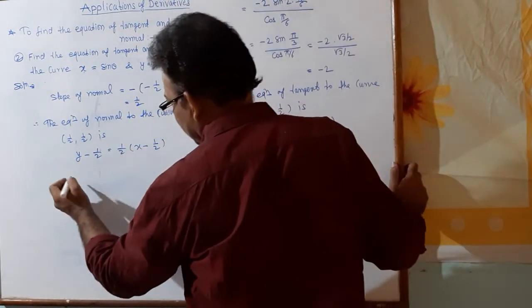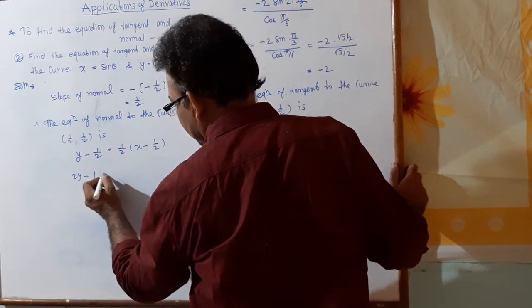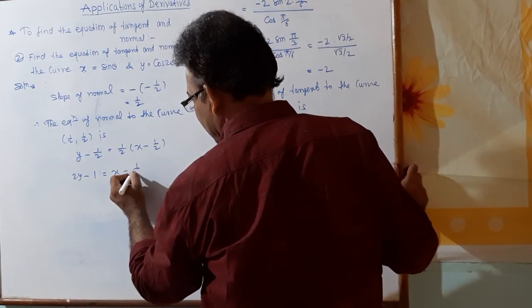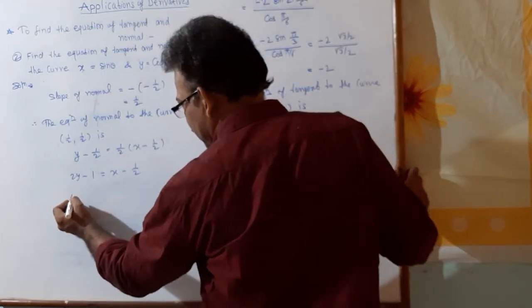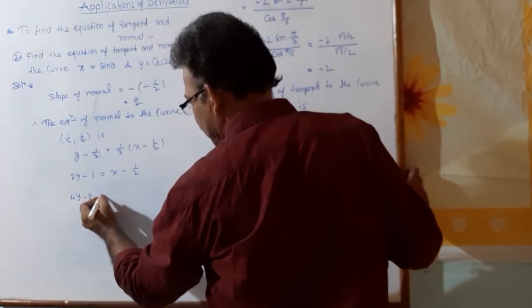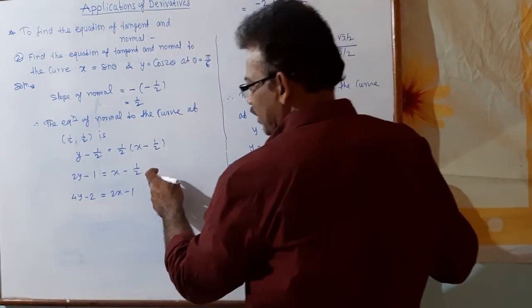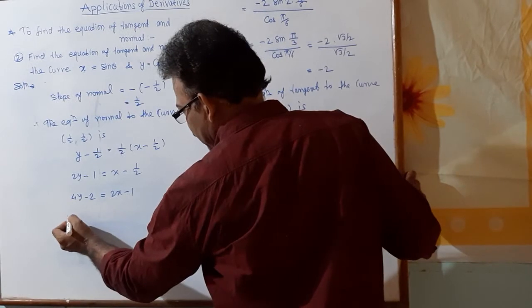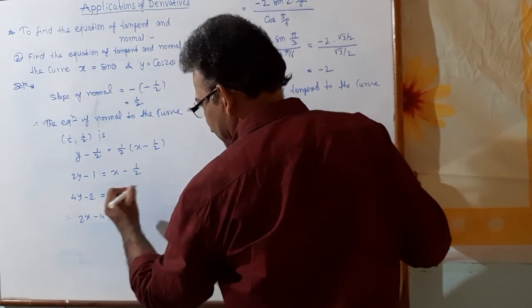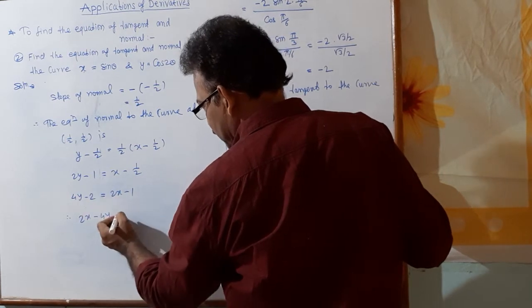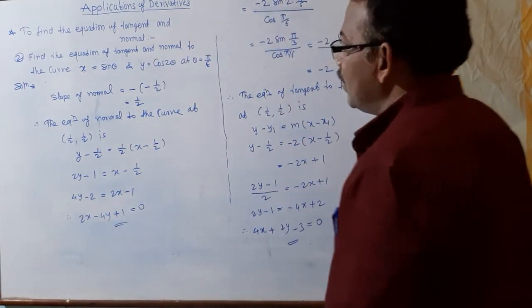Take 2 on the left side, so we get 2y minus 2 to cancel here, we get 1, x minus half. Throughout multiply by 2, so we get 4y minus 2 equal to 2x minus 1. Therefore we get 2x minus 4y on the right side, minus 1 plus 2, that is plus 1 equal to 0, which is the required equation of normal.